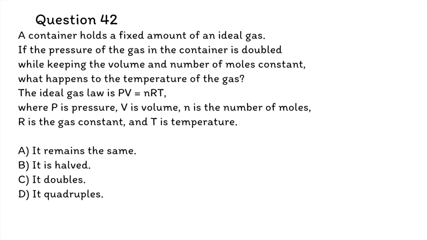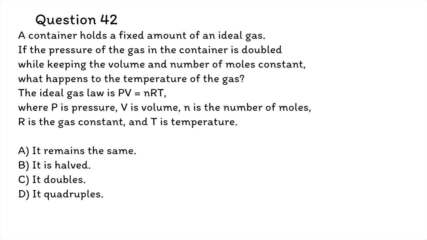Question 42. A container holds a fixed amount of an ideal gas. If the pressure of the gas in the container is doubled while keeping the volume and number of moles constant, what happens to the temperature of the gas? The ideal gas law is PV equals nRT, where P is pressure, V is volume, n is the number of moles, R is the gas constant, and T is temperature.